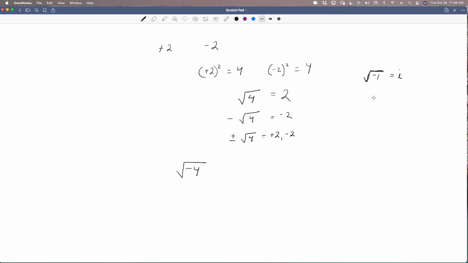We can't find that on the number line. Nowhere on the number line, if you look at it, we could find the square root of 4, which is 2. And we could find the negative square root of 4, which is negative 2, right? We have positive numbers, and we have negative numbers. But a negative times a negative that gives you a negative, that doesn't happen.